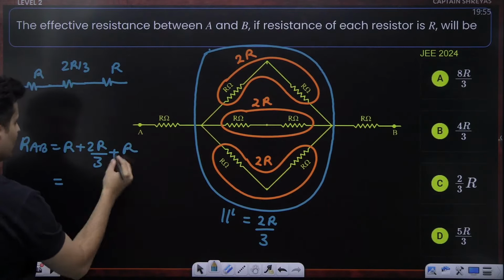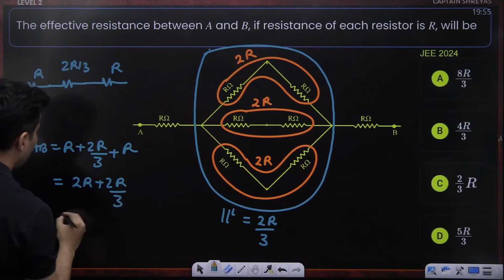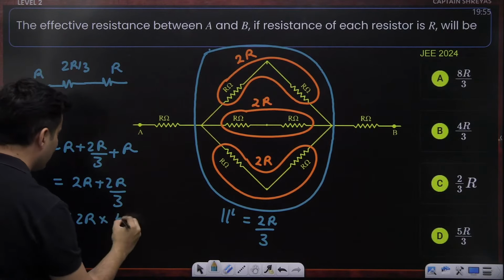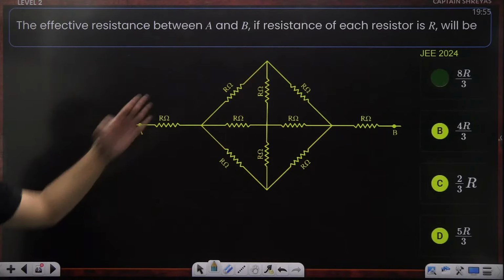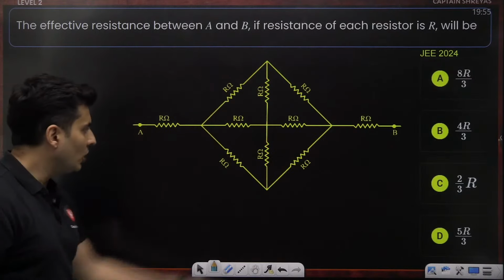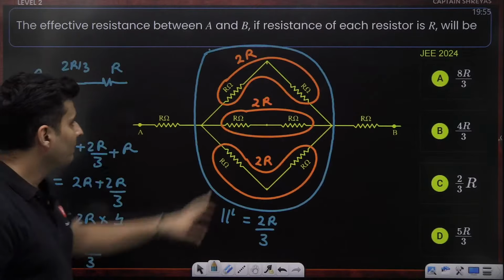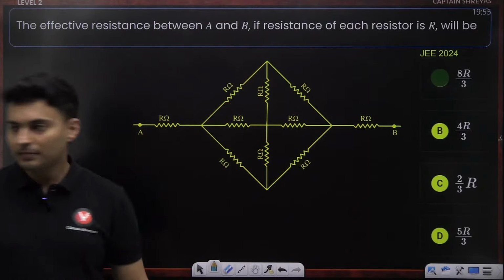Correct, everyone? So R plus R is basically 2R. So plus 2R by 3. 2R common. 1 plus 1 by 3 is basically 4 by 3. So it will become 8R divided by 3. 8R divided by 3 is option number A. Perfect. So you can see again, we saw that there is a line of symmetry. Whatever device is there, we can ignore it and then redraw it as a simple series and parallel circuit.